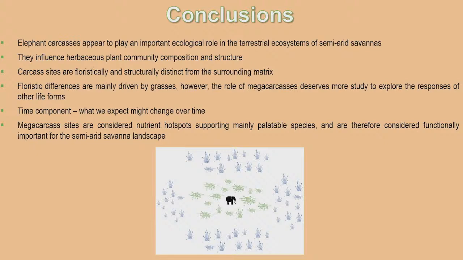And this is where the time component comes in, to remember that over time, what we might expect to happen will change. And then lastly, megacarcass sites are considered nutrient hotspots, supporting mainly palatable species, and they are therefore considered functionally important for the semi-arid savanna landscape.